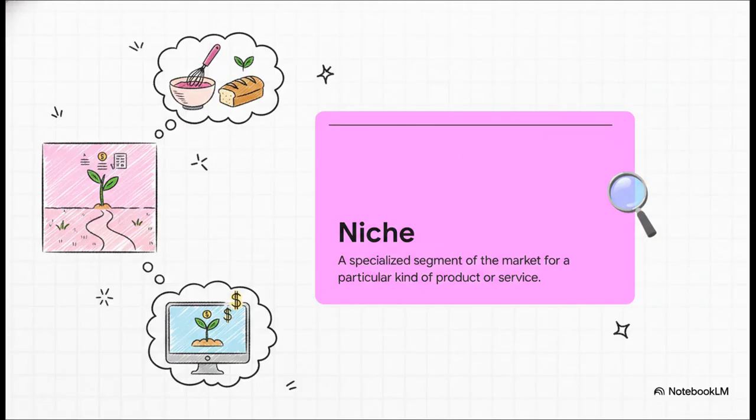So what is this plot of land? Well, it's your niche. A niche is just a fancy word for a focused, specialized corner of the market. See, instead of trying to be everything to everyone, you target a very specific group with a very specific interest or problem. Don't just do cooking. Do vegan baking for beginners. See the difference? That's your prime real estate.